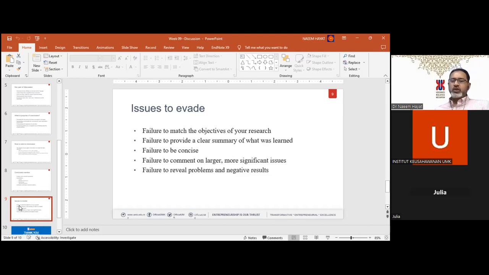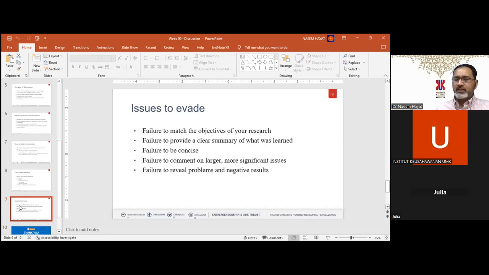Now, failure to comment on a larger, more significant issue. It means we need to talk about the larger issue, not the micro issue that we designed our study on. We study some variables, but these variables are linked to our problem or the issue on a larger scale. So we must include the larger scale, not just the variable.